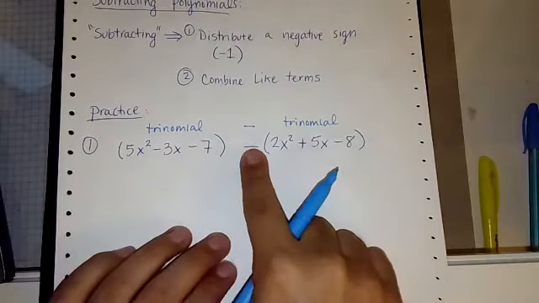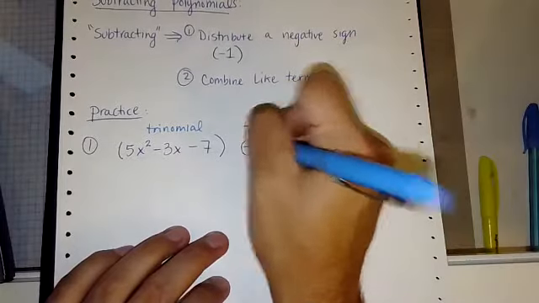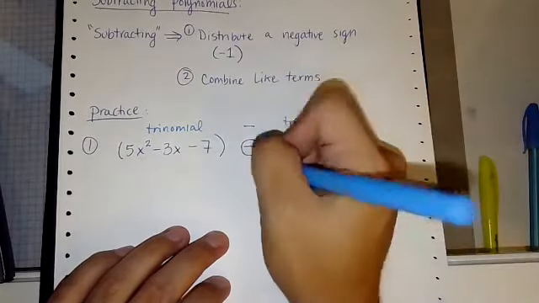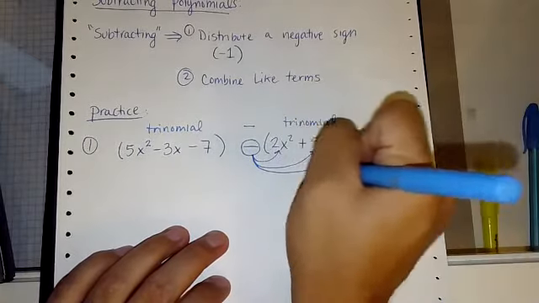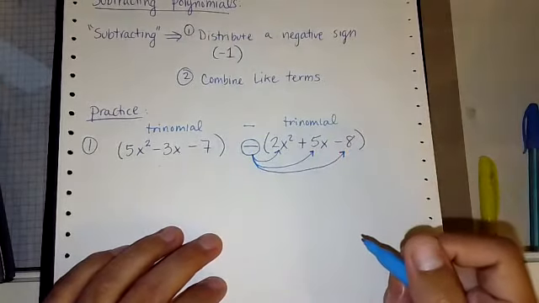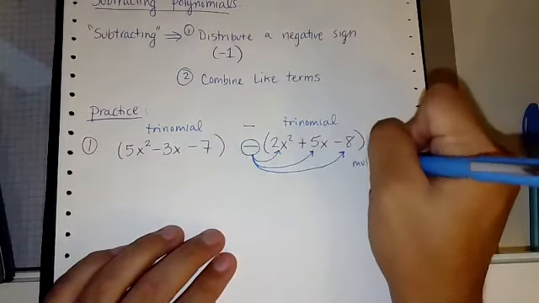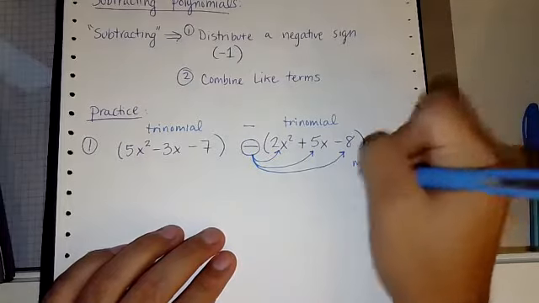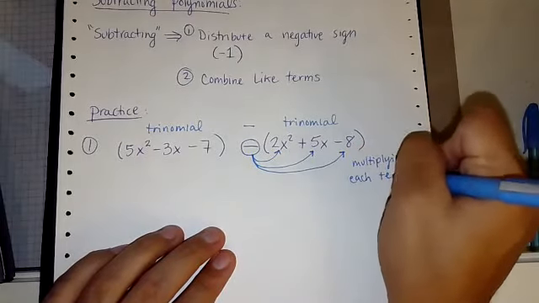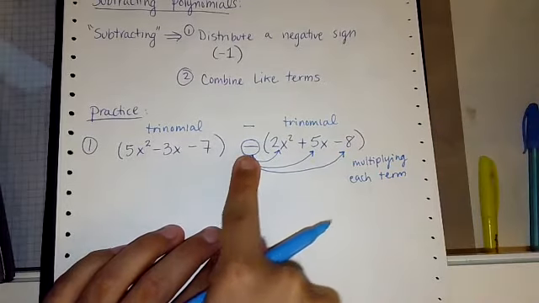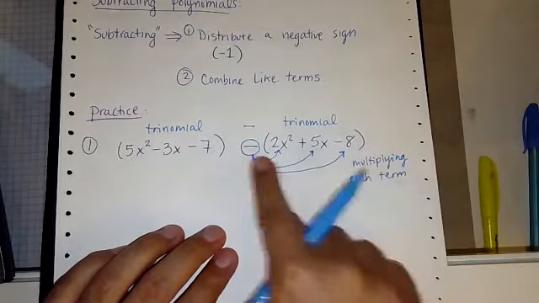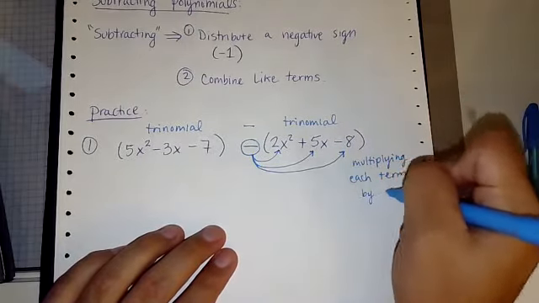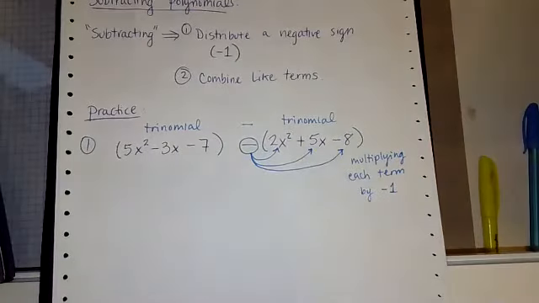But what we want to do is we're going to use this negative sign and distribute it as though it's a -1. So this is like multiplying each term. If this minus sign is in front of the parentheses, then that's the same thing as having a -1. We're going to multiply each term by -1. And once we do that, we can just drop the parentheses entirely.